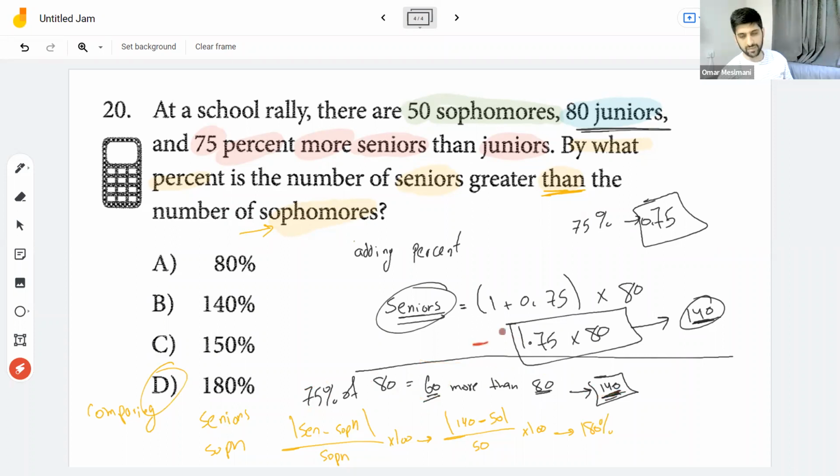Or you can do it in a fast way, as I showed you last lesson: you take the percent and add 100 to it. So it's going to be 175% of the 80. Use a calculator and get the answer directly, which is 140. Now we apply a formula. I'm comparing between 2 things, seniors and sophomores. So how many seniors minus the sophomores, the difference between them, over the sophomores. Again, why is it over the 50? Because it came after the word then.